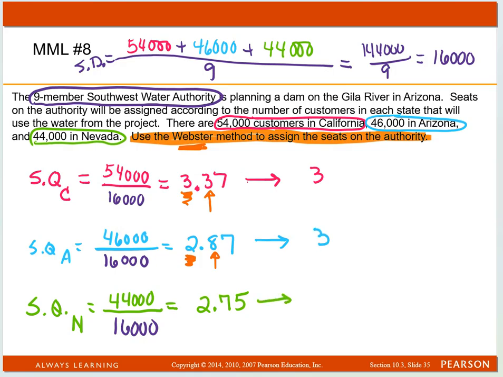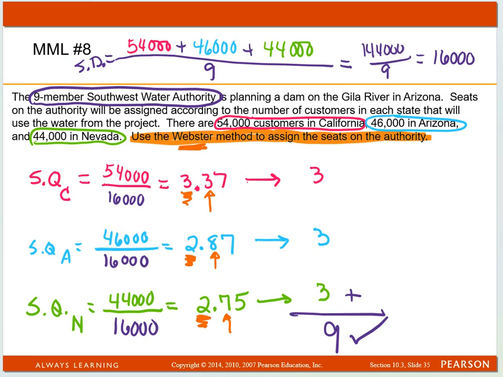And then he has to figure out, what am I going to give Nevada? Nevada is a 2.75, so they're going to get either 2 or 3. When he looks at this number, 2.75 is more than halfway between 2 and 3, so he's going to round them up to 3. And when I go back and add these, 3 plus 3 plus 3 does add up to the 9. Boom, I'm done.